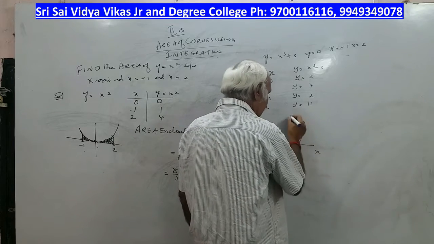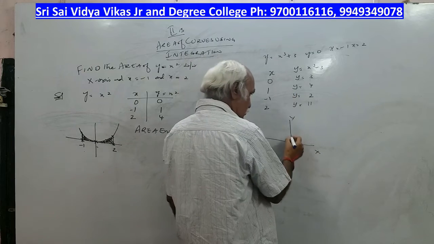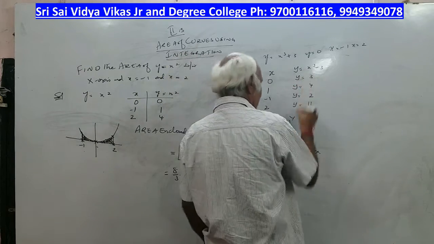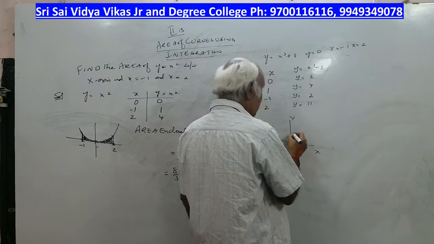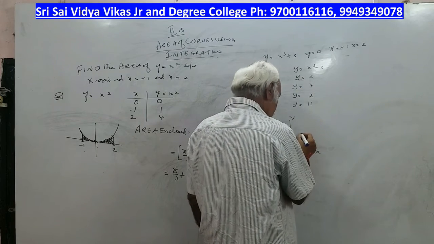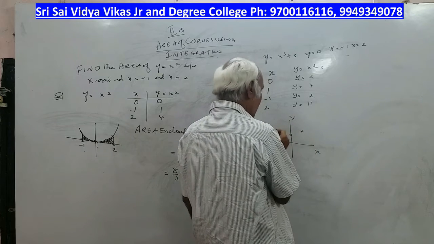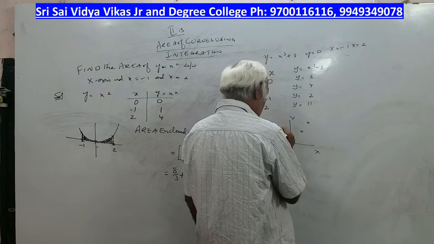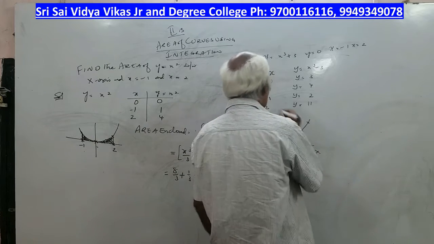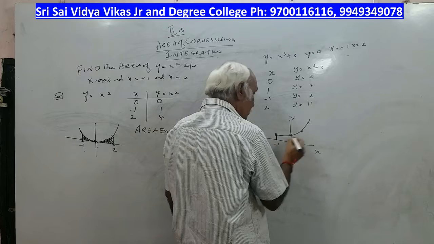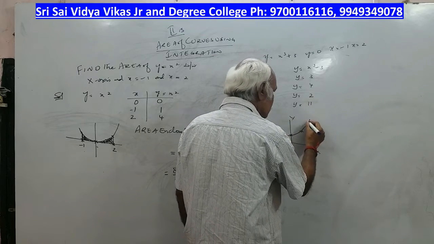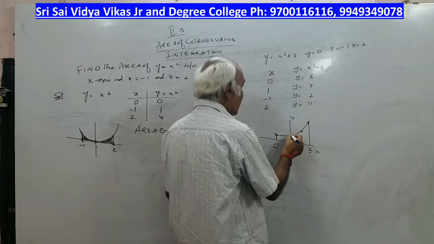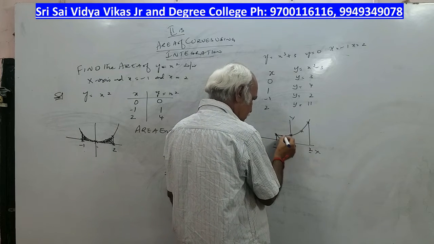Okay, now this is the x axis, y axis. When x is equal to 0 on the y axis, what is the y value? 3. This is the point. Next, x is equal to 1, y is equal to 4. Next, x is equal to minus 1, y is equal to 2. Then x is equal to 2, y is equal to 11. So from where to where do we have to find? Minus 1 to 2. The correct points are minus 1 to 2. So we have taken minus 1 and 0, we have taken 1 and we have drawn the curve.